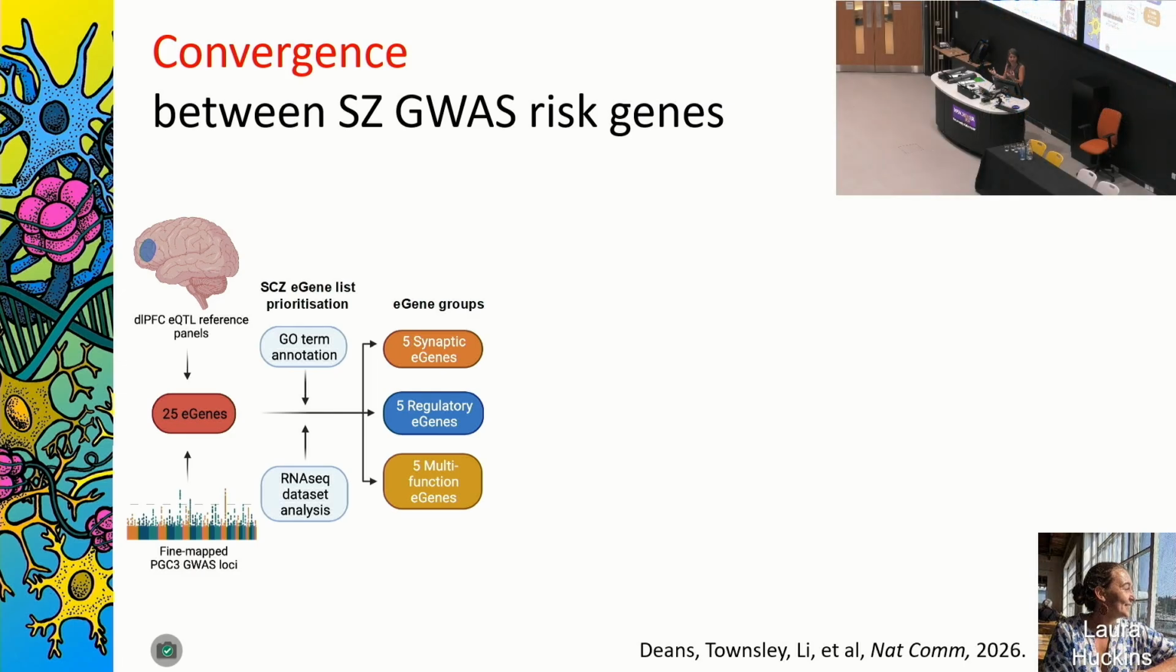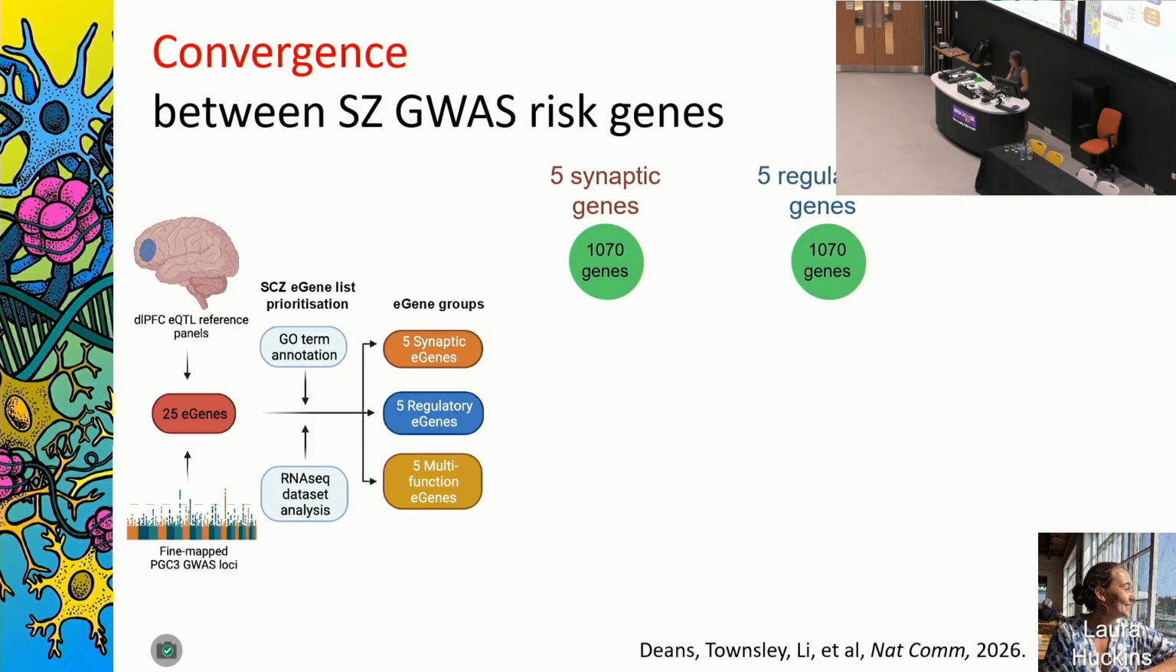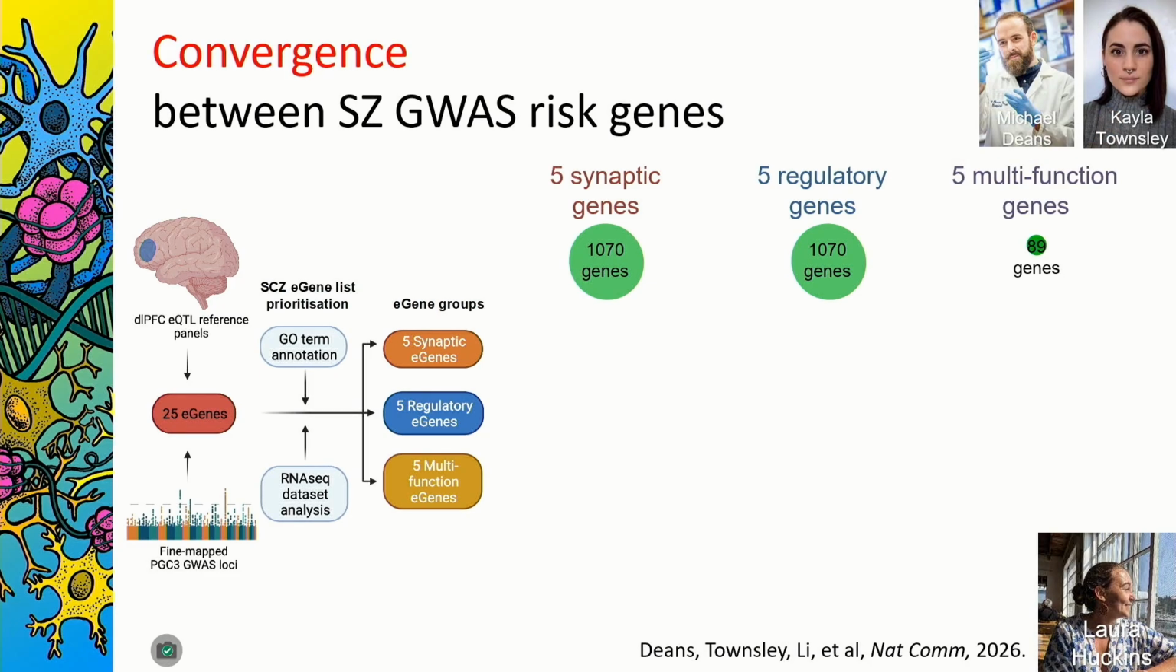So within the 5 synaptic genes, we were looking for downstream genes that were up 5 out of 5 times or down 5 out of 5 times. Same within the regulatory genes, differentially expressed genes that were consistently up or down across all perturbations. So for the 5 synaptic genes, we found about 1,000 convergent gene targets, genes that were changed in the same direction. And surprisingly, with the regulatory genes, we also found about 1,000 convergent targets. But with the multifunction genes, we only found 89. And so we saw less convergence for these multifunction genes.